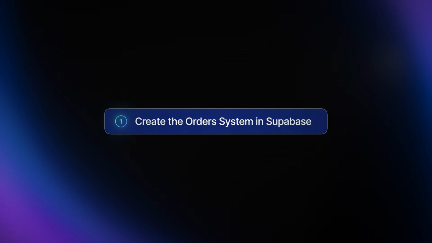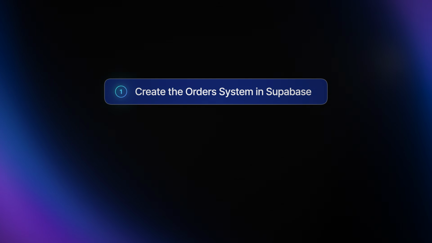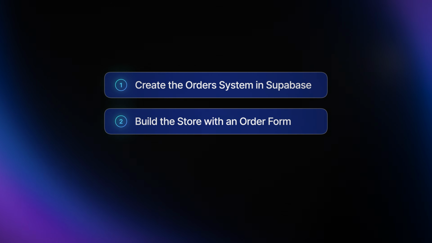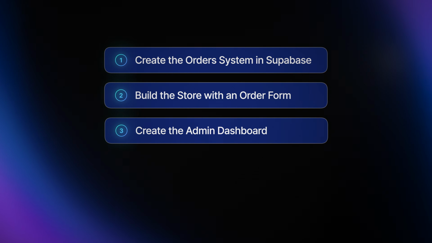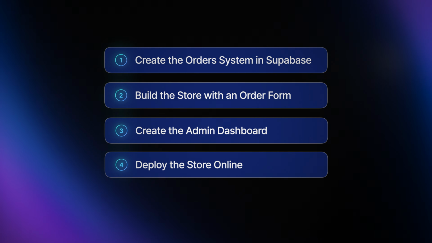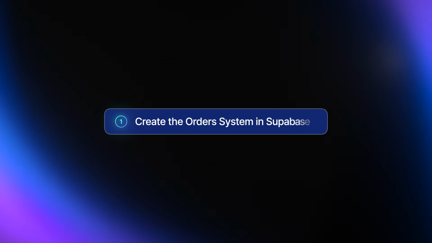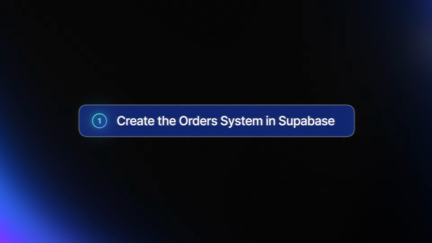First, we'll create the order system in Supabase. Then, we'll build the store with an order form that sends orders directly to the database. After that, we'll create the admin dashboard where the store owner can log in and manage the orders. And finally, we'll deploy the store online so the entire system is live and ready to use. Let's start with the first step, creating the order system in Supabase.